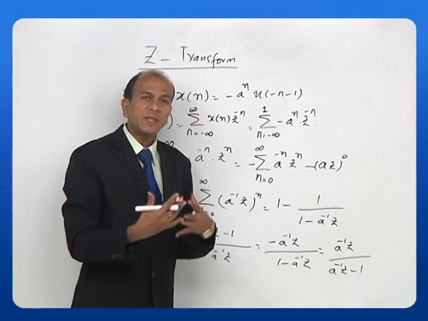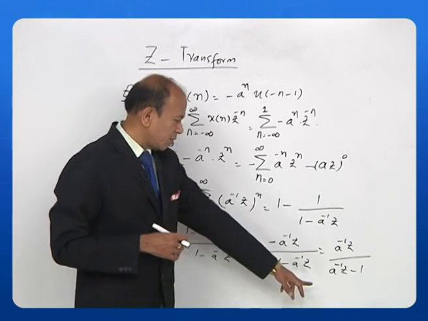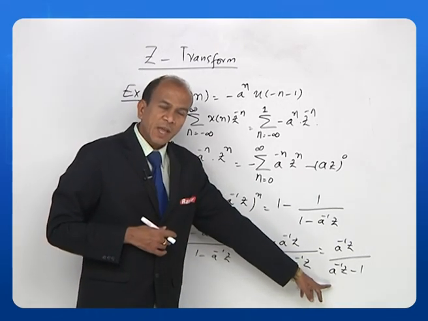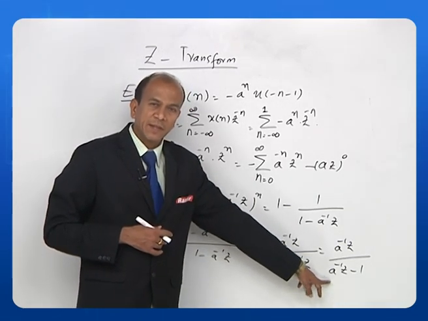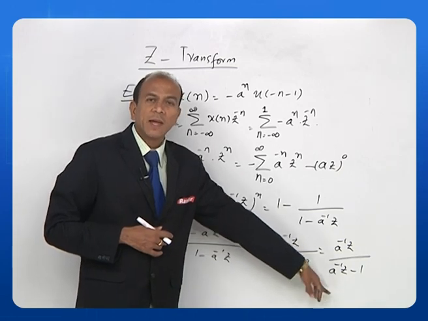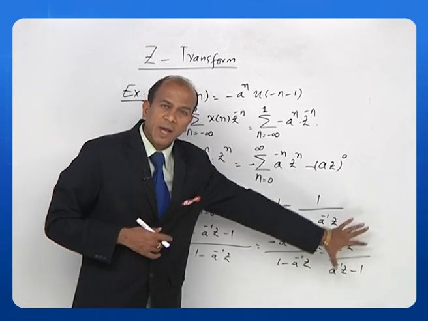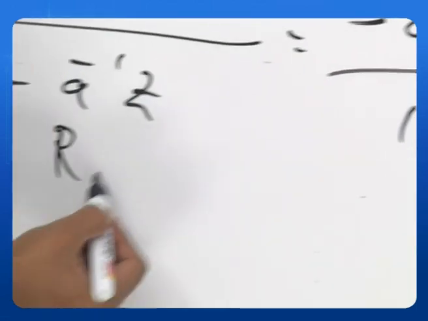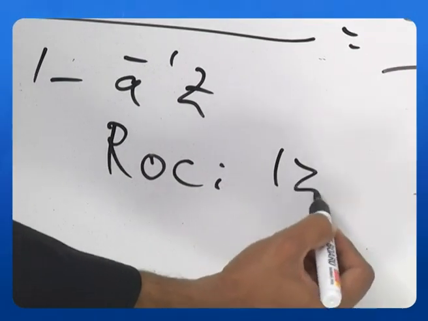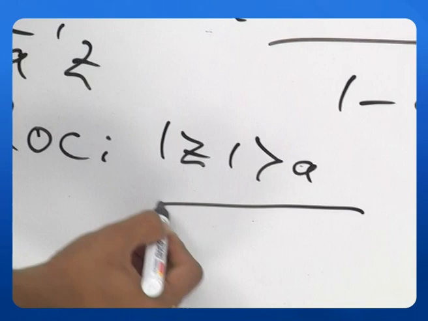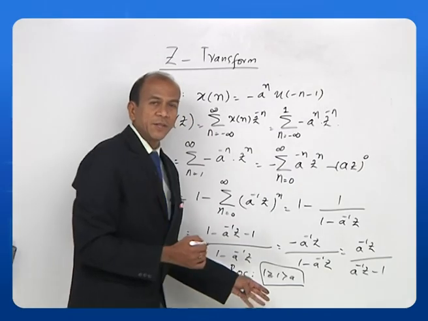So, what should be the ROC for this? The ROC for this is, if you see here, a to the power of minus 1 z must be greater than 1, that is, z must be greater than a. That is the ROC for this. Z greater than a. So, this is the region of convergence.